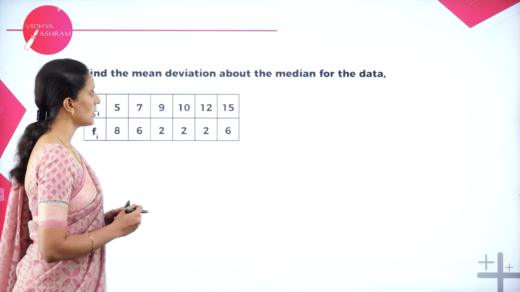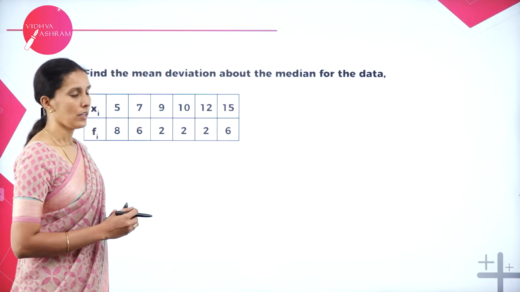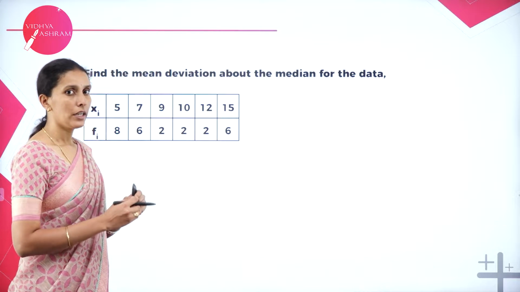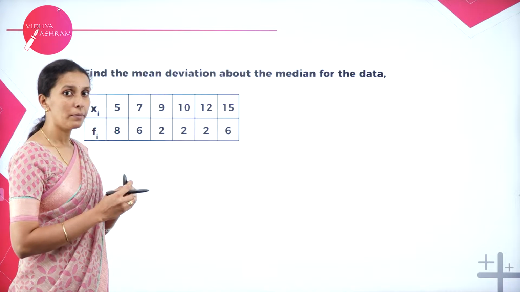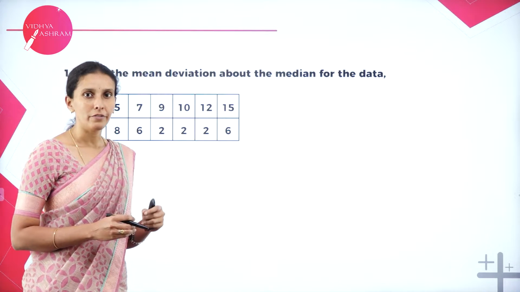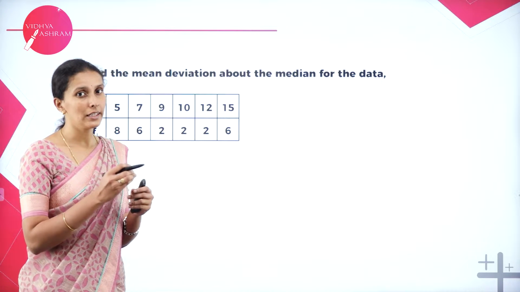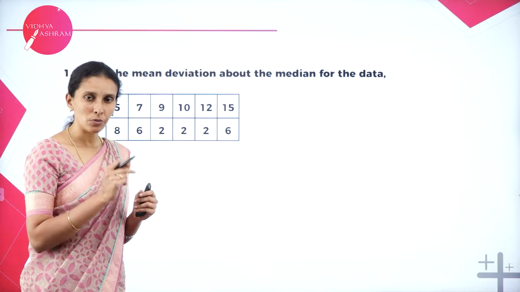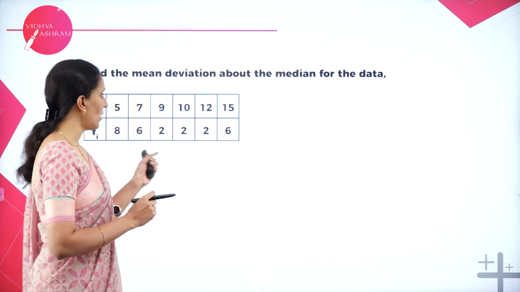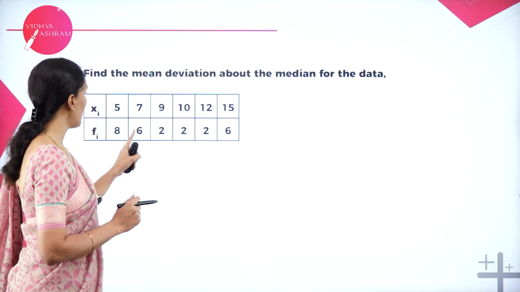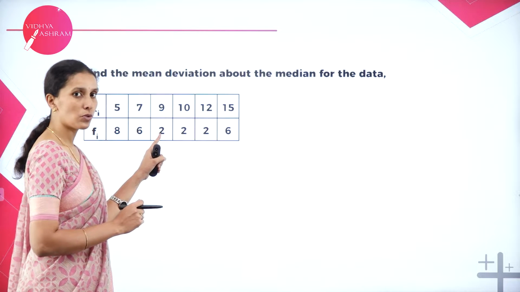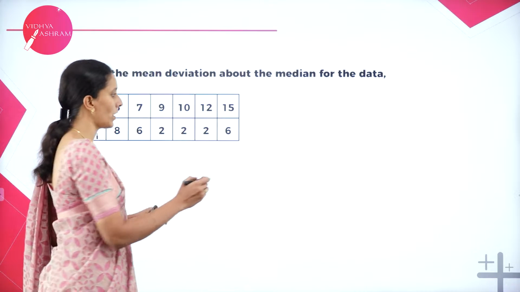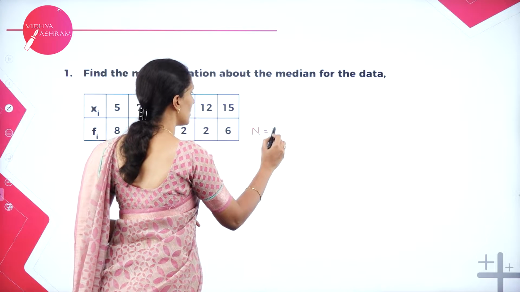Find the mean deviation about the median for the data. So here they have given a table. We have to calculate the mean deviation whenever the median is given. So remember, whenever n is even, you have to calculate the median by taking the average of n by 2 plus n by 2 plus 1th observation. So let's check what is n now. 8 plus 6, 14, 14 plus 2, 16, 18, next we have 20 and here is 26. So n is equal to 26.